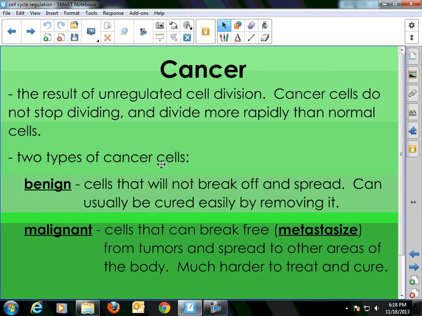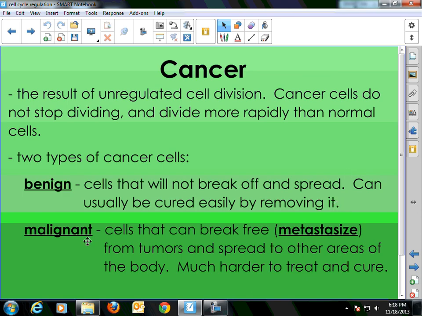Two types of cancer cells you can have. One of them are called benign cells, and one of them are called malignant cells. The benign cancerous cells are cells that, although they make a tumor and can overgrow surrounding tissues, will not break off and spread to other parts of the body. And as long as it's in a fairly safe place, it can be easily removed and safely removed.